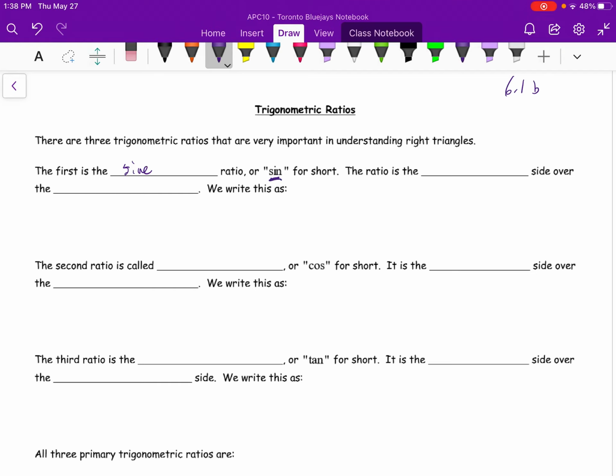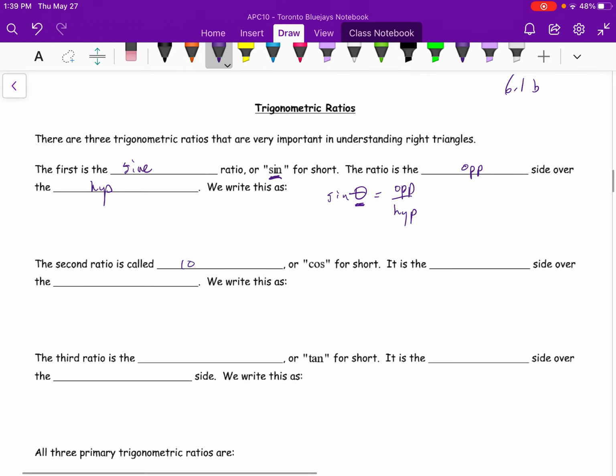The ratio is opposite over hypotenuse. And we write it like this. The sine of theta is equal to opposite over hypotenuse. And what we're saying is, if you take the angle theta and the ratio of opposite over the hypotenuse, that is called the sine ratio.